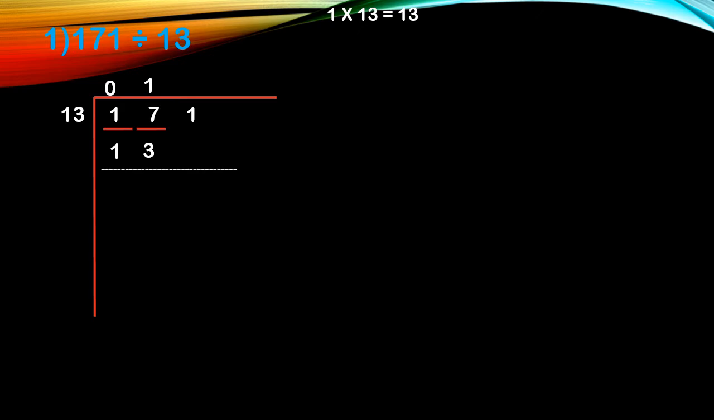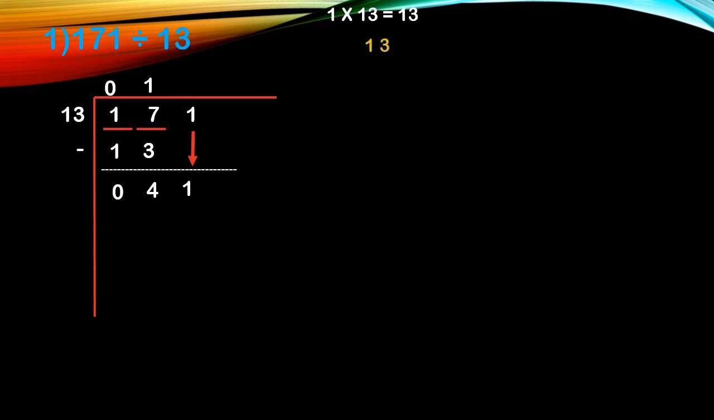Next we have to subtract 17 minus 13. So 7 minus 3 is 4, 1 minus 1 is 0. After that we have to bring down that 1, 41. Now we have to find out how many 13s go in 41.